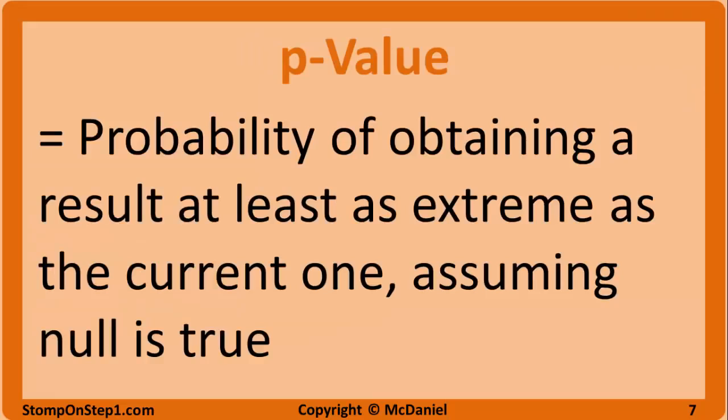P-value is the probability of obtaining a result at least as extreme as the current one, assuming that the null hypothesis is true. Imagine we did a study comparing a placebo group to a group that received a new blood pressure medication, and the mean blood pressure in the treatment group was 20 millimeters of mercury lower than the placebo group. Assuming the null hypothesis is correct, the p-value is the probability that if we repeated the study, the observed difference between the groups' averages would be at least 20.